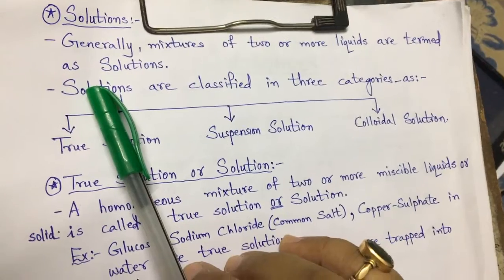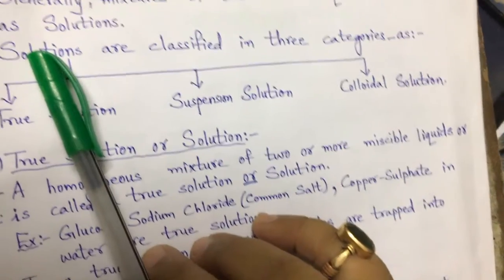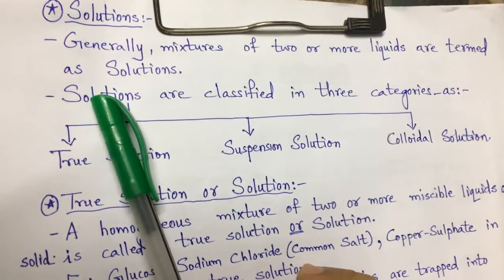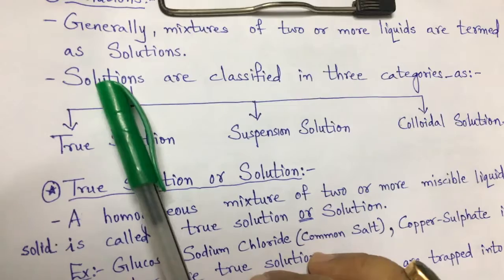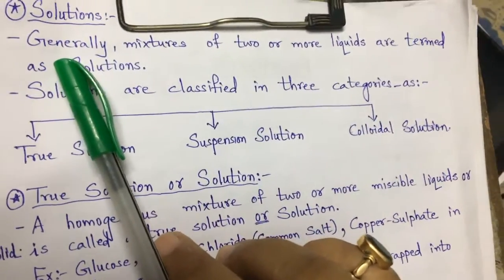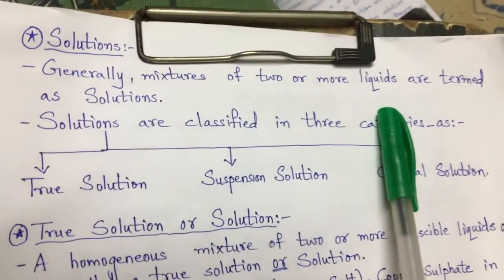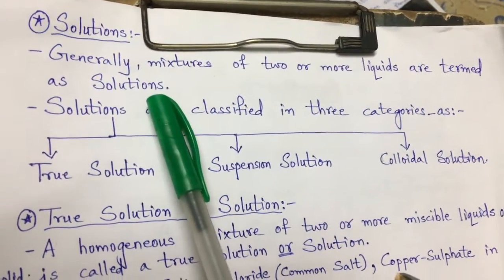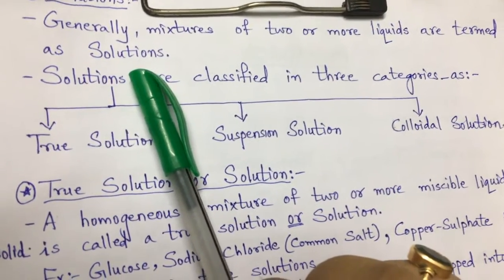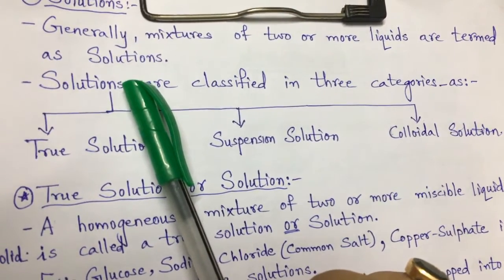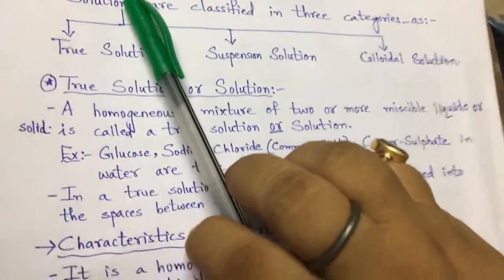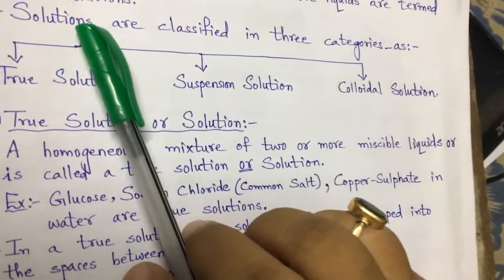Last week we have done certain activities as well as we have learned about different types of mixtures: homogeneous, heterogeneous, solutions, saturated, unsaturated solutions, diluted solution, alloy, right? Now, today we are going to start with the solutions. Generally, mixtures of two or more liquids are termed as solutions. And we have already learned in the last video, solution is made up of solute and solvent. Even the concentrated and diluted solution also we have learned.